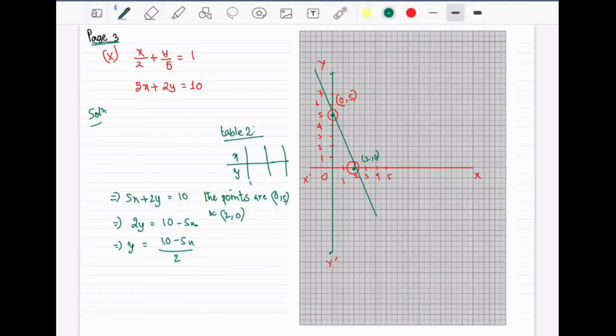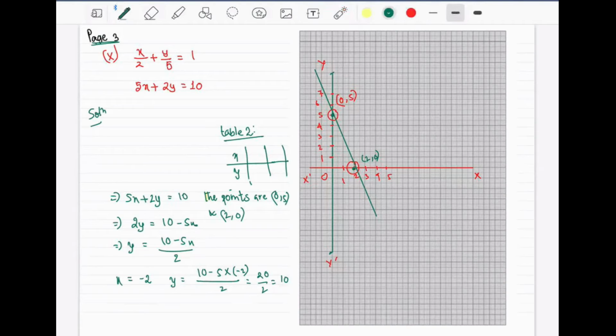Now, if I put the value of x as minus 2, how much will the value of y be? Y will be 10 minus 5 into minus 2 divided by 2. So we have got minus 5 into minus 2 is plus 10, right? The minus and minus will multiply, 5 and 2 will multiply, we have got 10 here. 10 plus 10 is 20. 20 divided by 2, so we have got 10. When x is minus 2, the value of y that we are obtaining is 10.